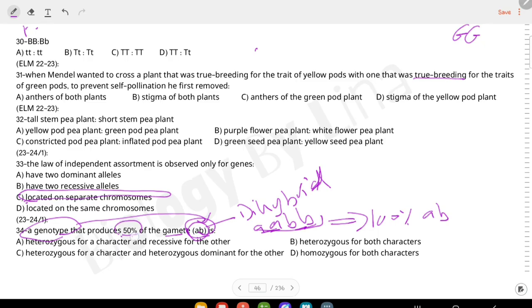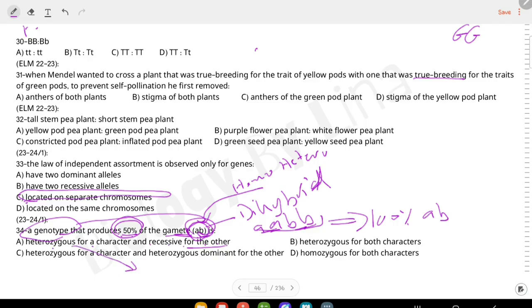So anytime you have this ratio, which is 50% of the gametes being A small, B small, it means we have one of the characters homozygous and the other should be heterozygous. Why? We look at the answers here. Heterozygous for a character and recessive for the other. What do we mean by that?